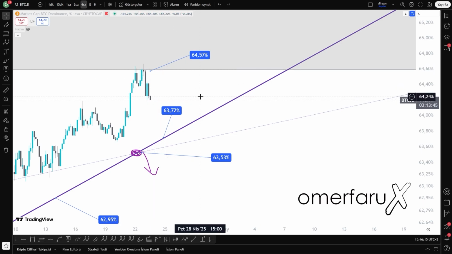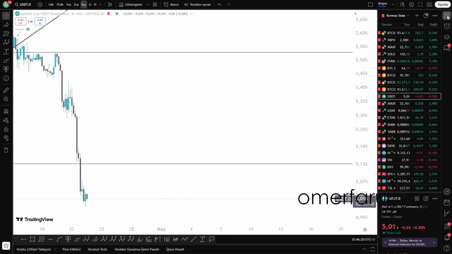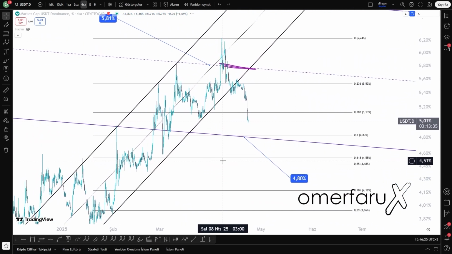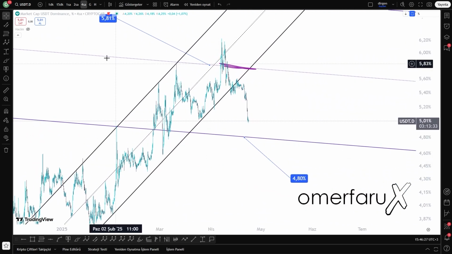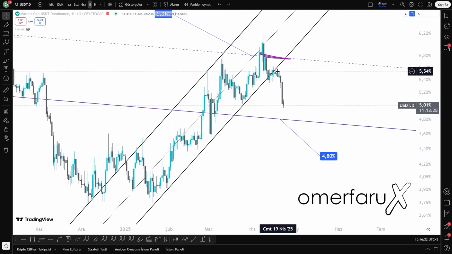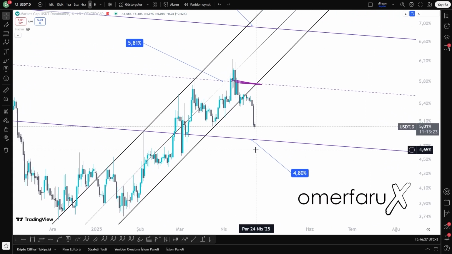I want to look at the USDT dominance, and there is a big decline in the USDT dominance, and the movement here was important for us. We said that with the break of this trend on a daily basis, a downward price movement comes, and 4.80 will be our target. The only condition for this was that this line here should not be crossed, that is, the 5.80 and 5.70 should not be crossed. Therefore, there is a decline here that will have a positive effect on Bitcoin.